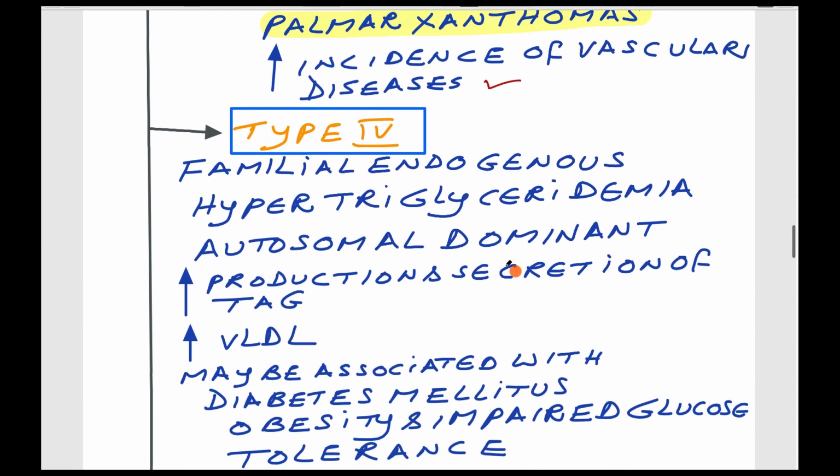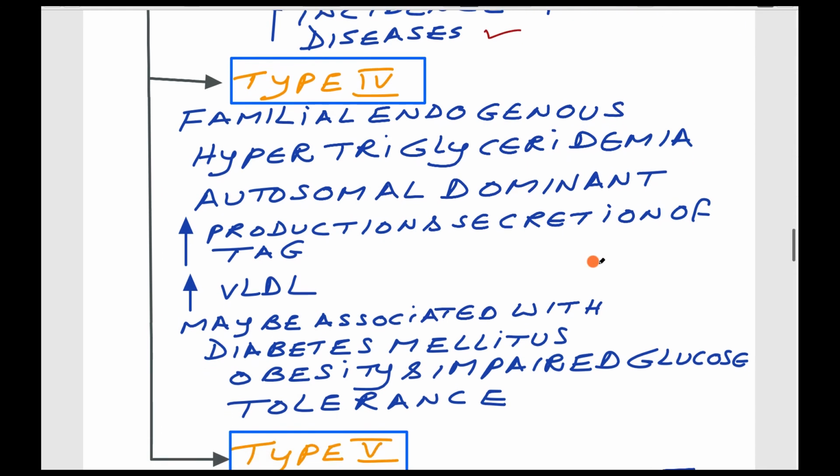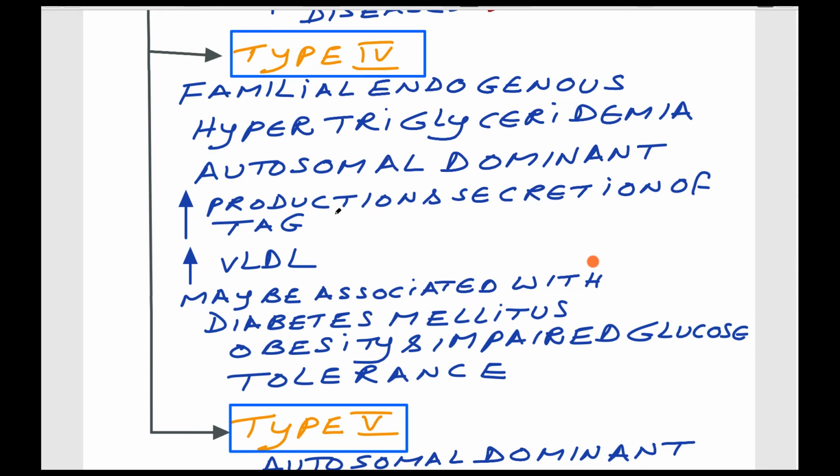Type 4, familial endogenous hypertriglyceridemia. It is autosomal dominant. Production and secretion of triacylglycerol is increased, so VLDL is increased. It may be associated with diabetes mellitus, obesity, and impaired glucose tolerance. There are high glucose levels in the blood.